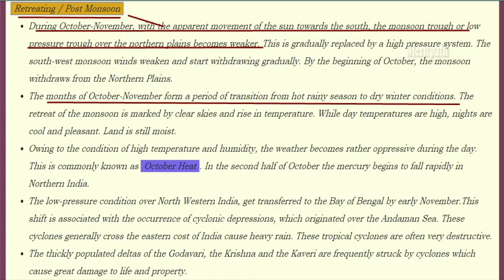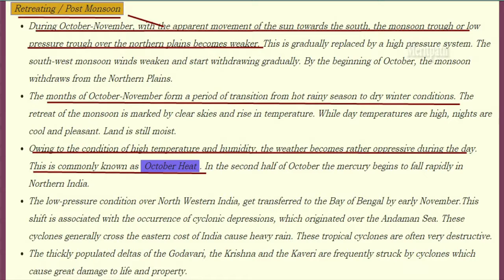Retreat of the monsoon is marked by clear sky and a rise in temperatures. Day temperatures are high, nights are cool and pleasant, and the land is still moist. Owing to the conditions of high temperature and humidity, the weather becomes oppressive during the day, and this is known as October heat. In the second half of October, mercury begins to fall rapidly in northern India.